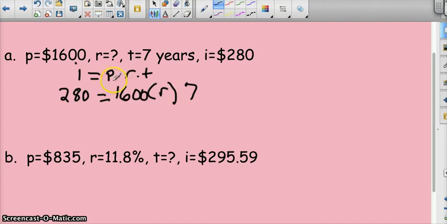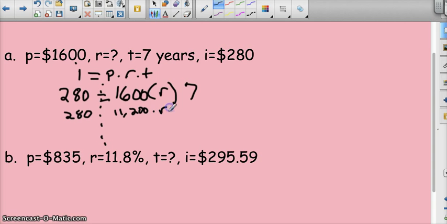Once again, I need to get R by itself. To get R by itself, the 1,600 and the 7 have to go. And to make it easier, I'm going to multiply the two, since it's all multiplied on the right. In multiplying 1,600 times 7, I will get 11,200.